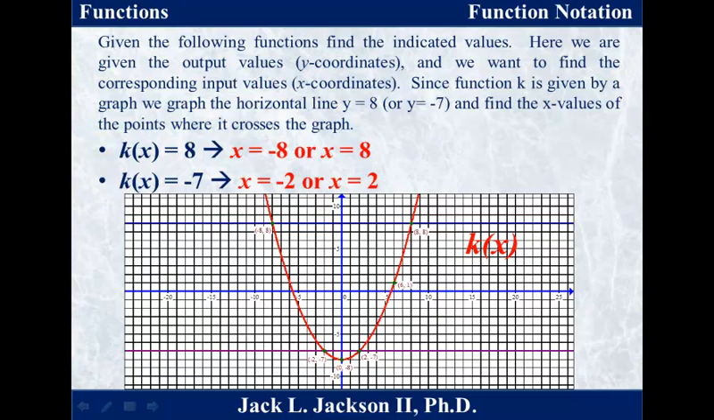So what are the x values? Well, bring down and see. We bring this one down here, that's -8, and we bring this one down here, that's +8. So x equals -8 or x equals +8.